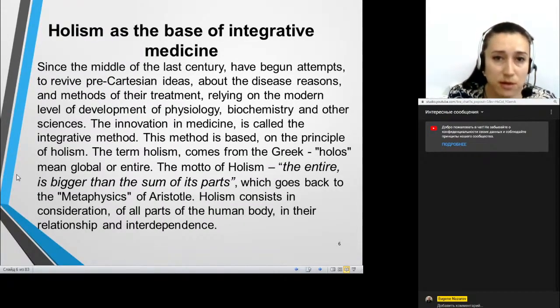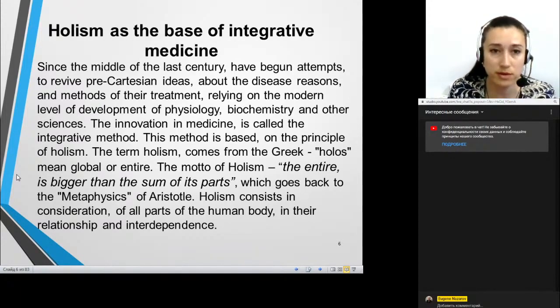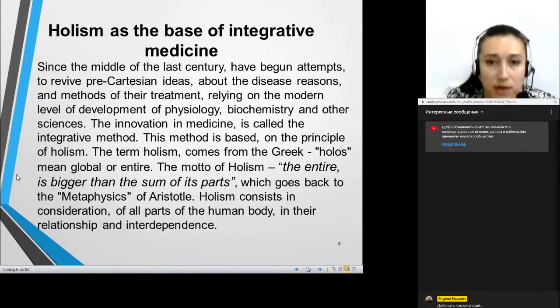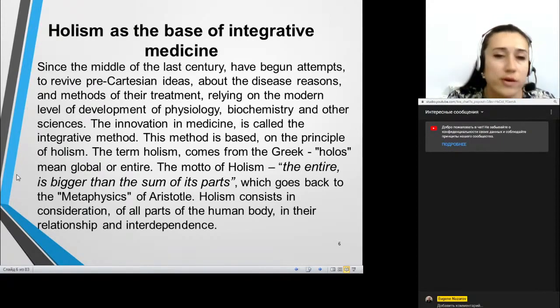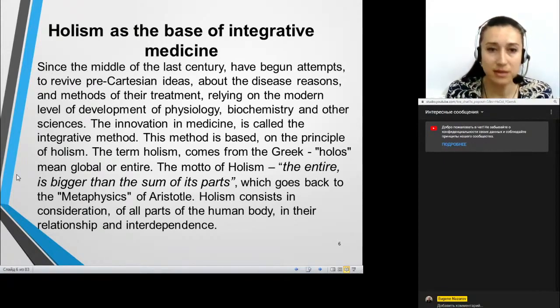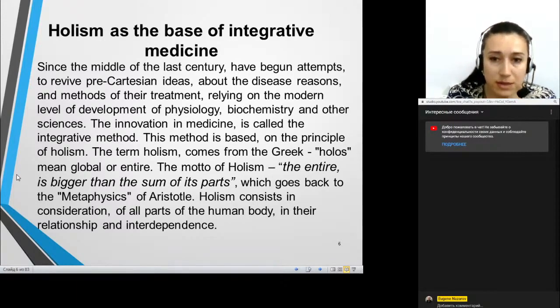Since the middle of the last century, attempts have begun to revive pre-Cartesian ideas about the reasons for disease and the methods of their treatment, relying on the modern level of development of physiology, biochemistry, and other sciences. This innovation in medicine is called the integrative method. It is based on the principle of holism. The term holism comes from the Greek word holos, which means global or entire. The motto of holism, the whole is bigger than the sum of its parts, goes back to the metaphysics of Aristotle. Holism consists in consideration of all parts of the human body in their relationship and interdependence.